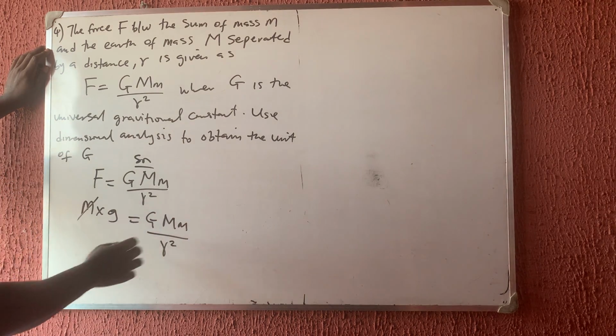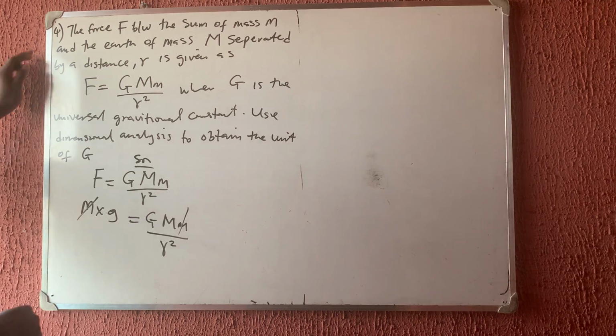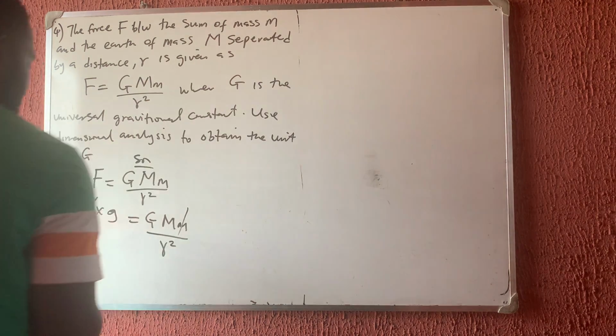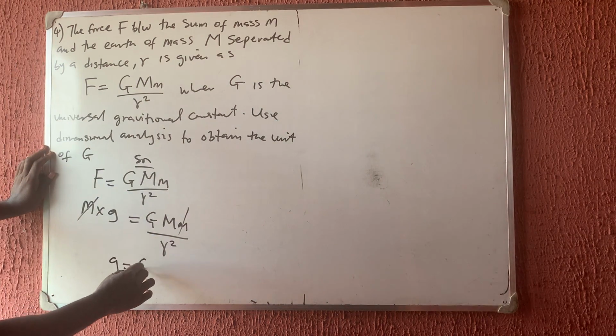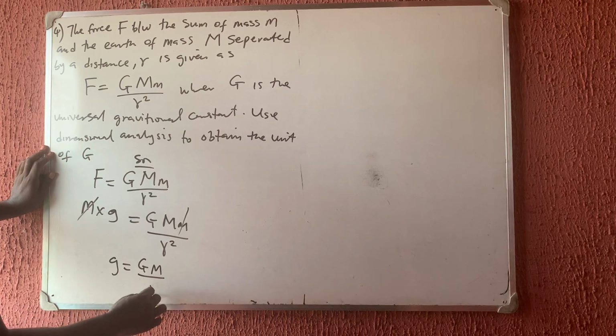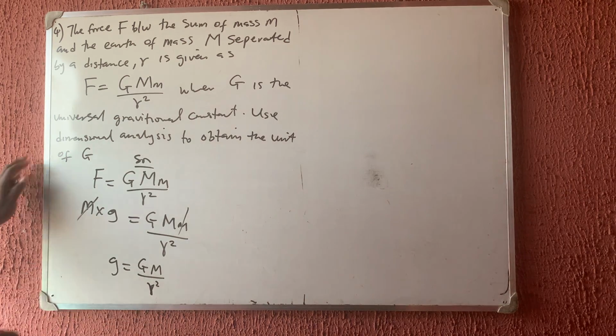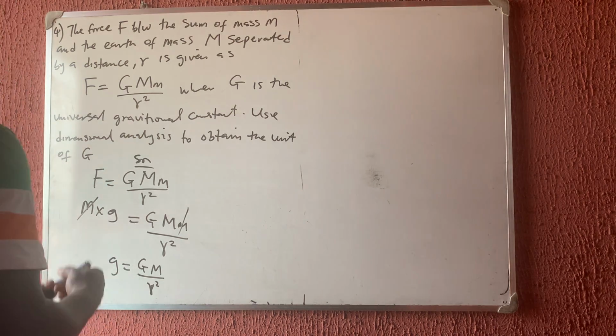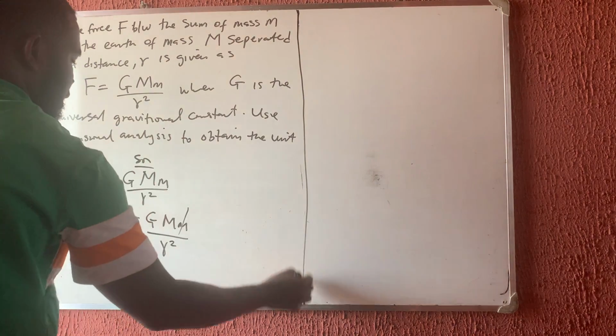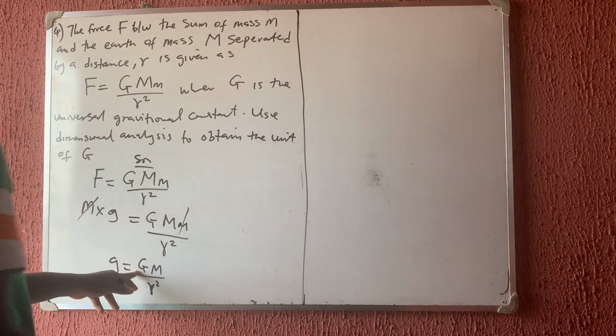Now one of these m can cancel one of this m. Okay, so I am left with what? I am left with that g is equal to Gm over R squared. Whether the m is capital letter or small letter, it does not matter. In dimension, it does not matter. So now, if we make this g subject of formula, that's what we are looking for.